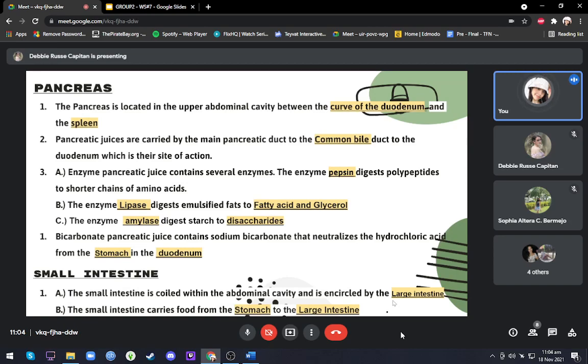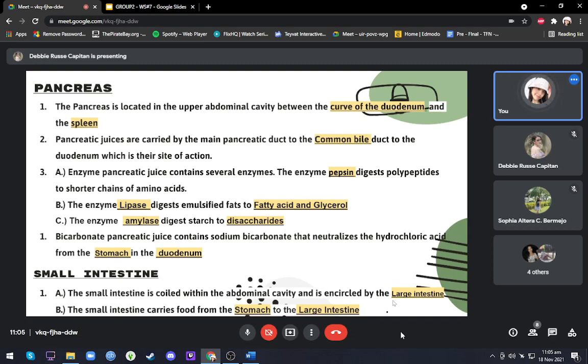The enzyme pepsin digests polypeptides to shorter chains of amino acids. B, the enzyme lipase digests emulsified fats to fatty acids and glycerol. C, the enzyme amylase digests starch to disaccharides. 4, the bicarbonate in pancreatic juice contains sodium bicarbonate that neutralizes the hydrochloric acid from the stomach in the duodenum.